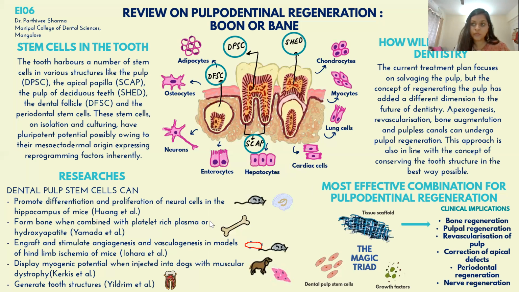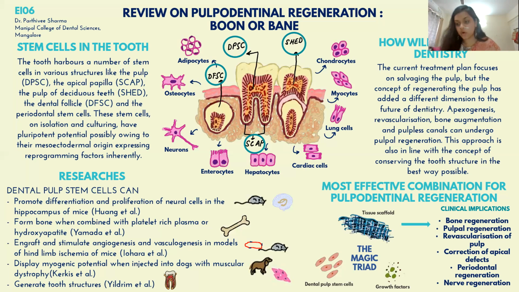Now let's focus on a few researches. Dental pulp stem cells can promote differentiation and proliferation of neural cells in the hippocampus of mice. They can form bone when combined with platelet-rich plasma or hydroxyapatite. They can engraft and stimulate angiogenesis and vasculogenesis in a model of hind limb ischemia of mice. They can display myogenic potential when injected into dogs with muscular dystrophy. They can generate tooth structure.